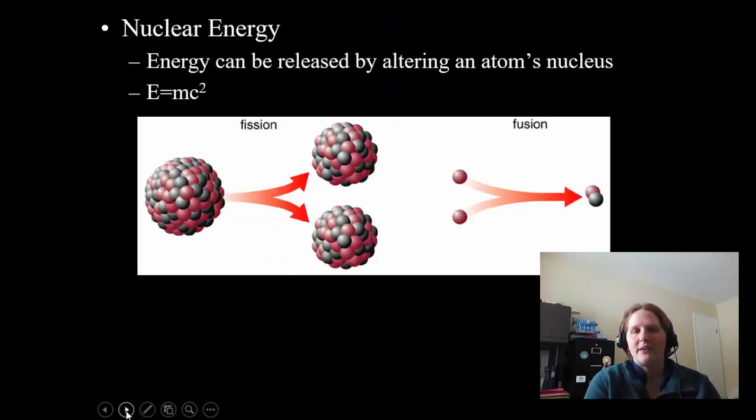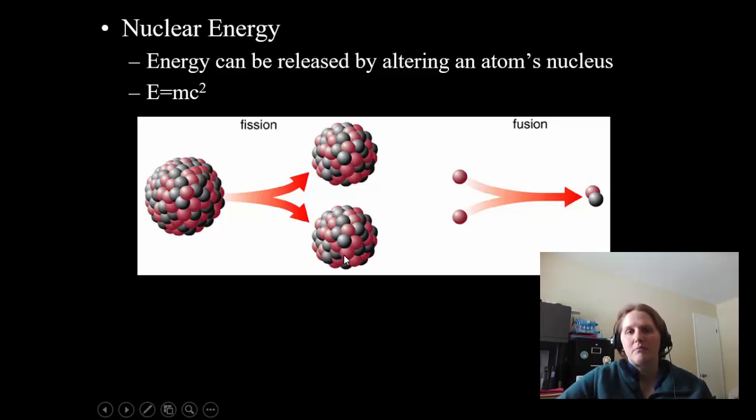Nuclear energy is just the idea that energy is stored in the nucleus of an atom. And the nucleus of the atom is all of the protons and neutrons. You can count them all up and figure out what element it is. And if you change the nucleus, so change it from a hydrogen into a helium, or from a carbon into an oxygen, if you change the type of atom that it is, you can get energy out.